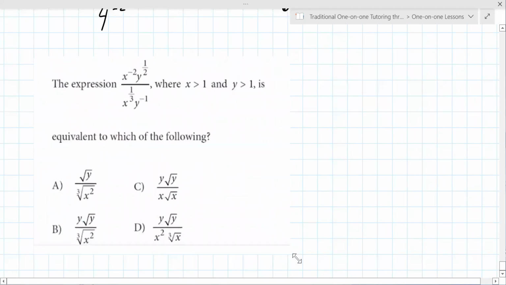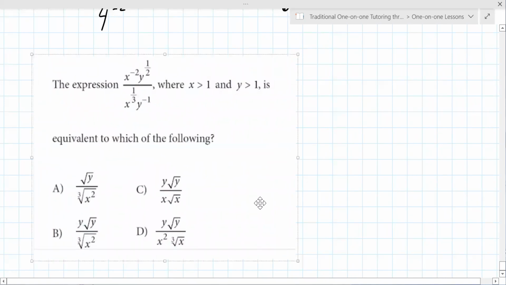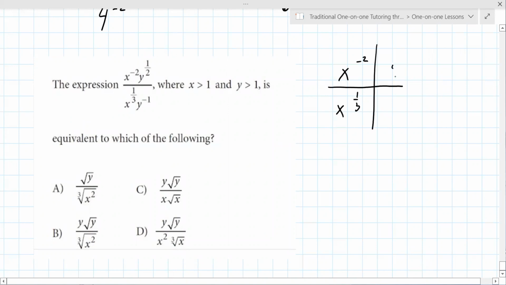Okay, then, we're going to look at this problem here. It's really two problems in one. Are the bases the same? Are x and x the same? Yes. So what do you do to the exponents? Subtract them. So it's -2 - 1/3. What about the y's? What do you do with those? Subtract, so it'd be 1/2 minus -1. So it'd just be +1.